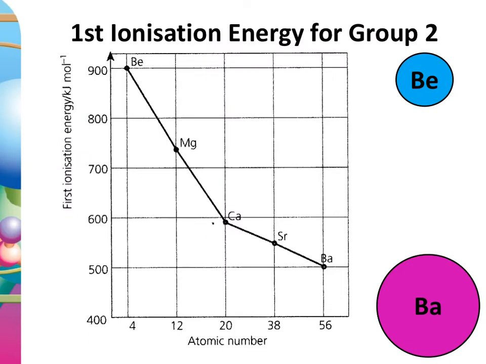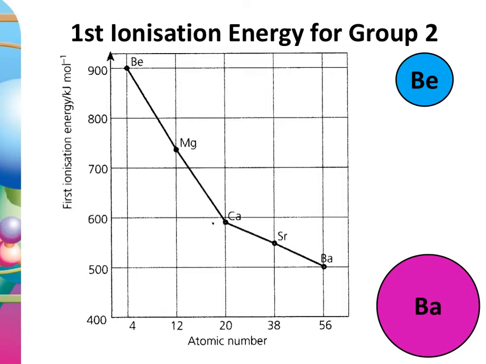Here are the ionization values for group 2. We're going down the group as we go from beryllium to magnesium to calcium to strontium to barium. You can see that the first ionization energy, because that's what these values represent, decreases. It's much easier to remove the outermost electron from gaseous barium atoms, which would be 500 kilojoules per mole, than it is to remove the outermost electron from a mole of beryllium atoms, which is 900 kilojoules per mole.